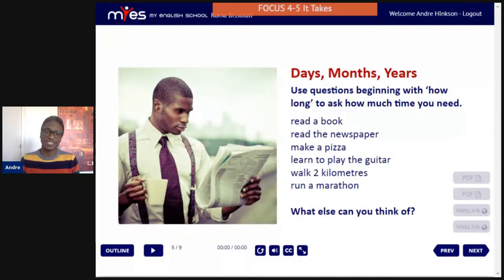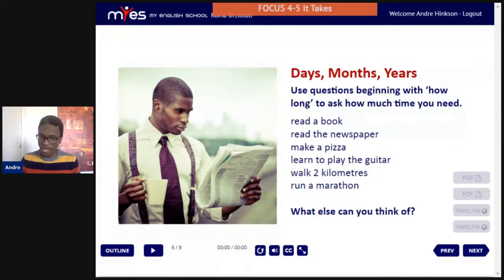So here's some other questions. How long does it take to learn to play the guitar? Now, some people are very musically gifted and can learn a musical instrument very quickly. For me, I'm musically gifted, so maybe it doesn't take very long. I would say it takes about 4 months to learn the guitar, to really be very good at playing it.